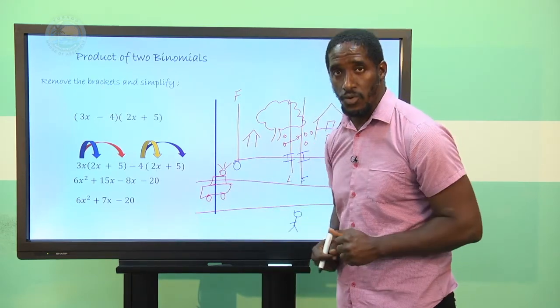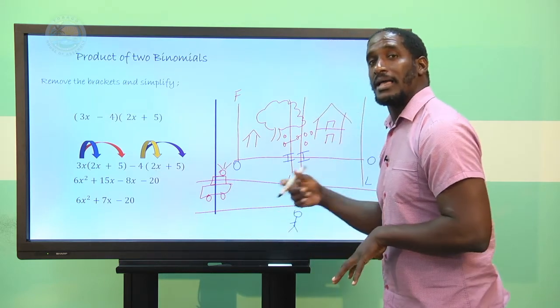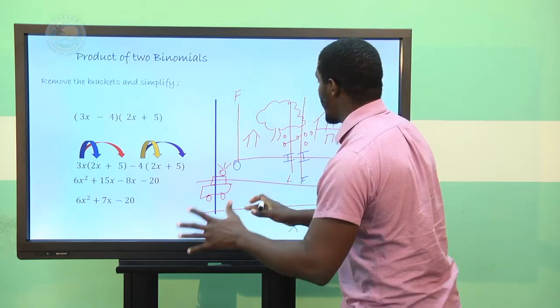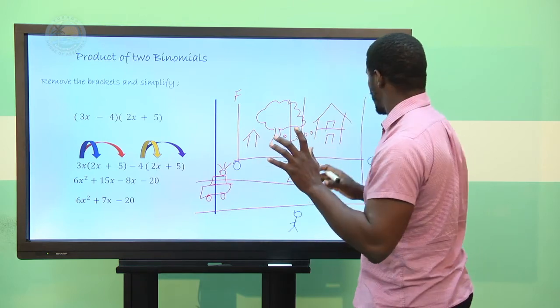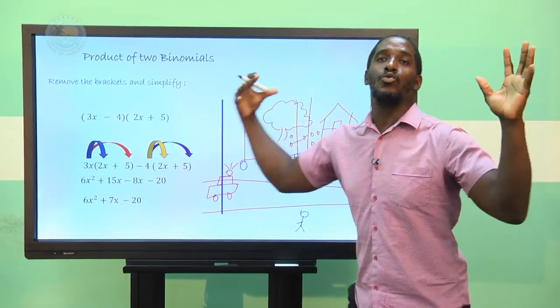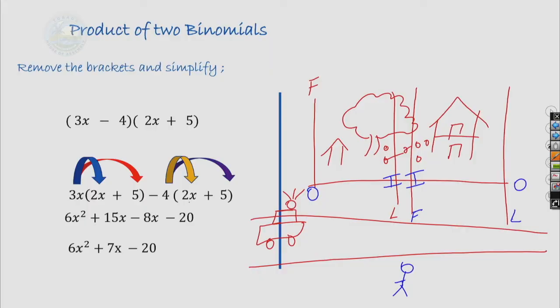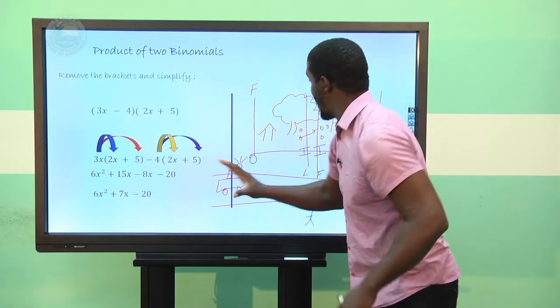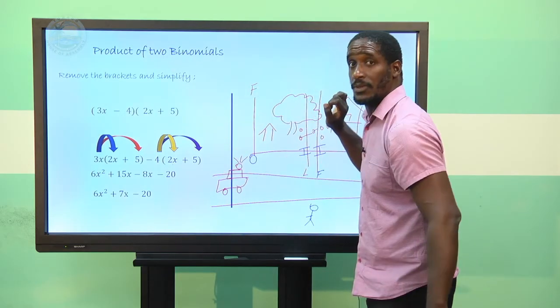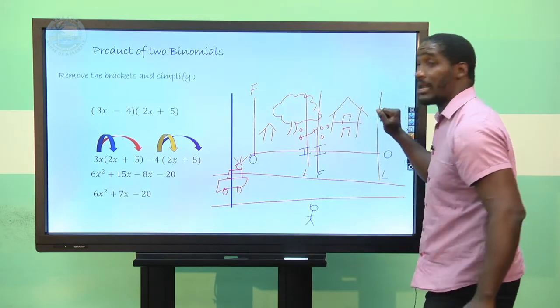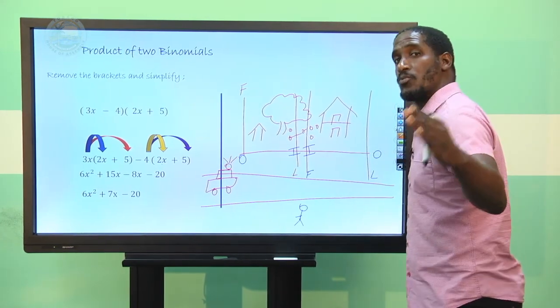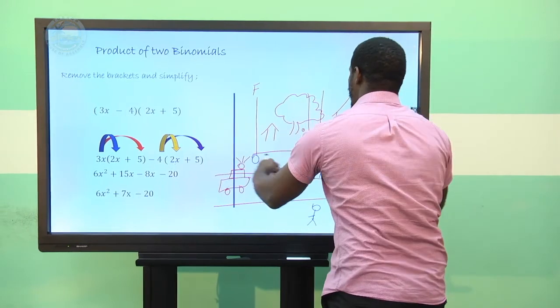It's called the FOIL rule. The first, outer, inner, and last. When we look at outer and inner, we are looking at the two binomials together, the outer portions of the two together, the inner portions of the two binomials. When we speak to first, we are looking at each binomial by itself. My property has a first and a last post. My neighbor's property has a first and a last post. But when I consider the two properties together, they are outer and they are inner.